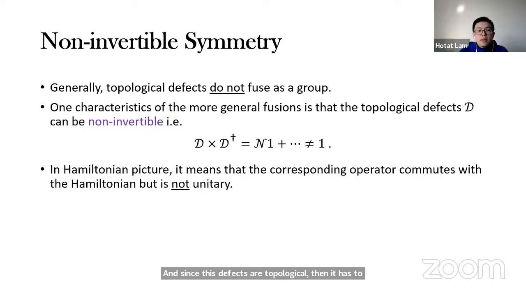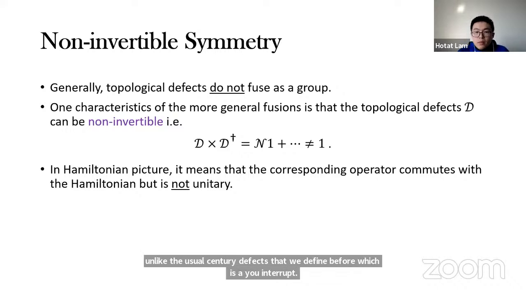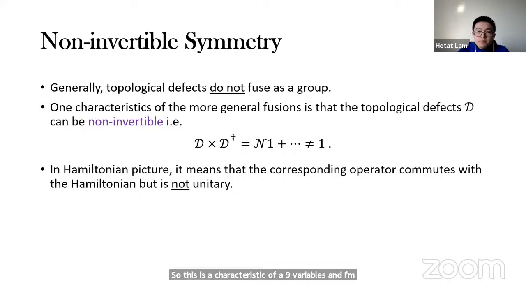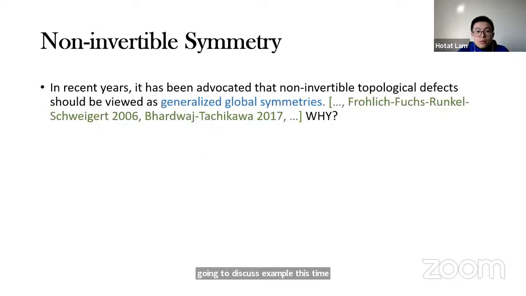But the property that these defects are non-invertible simply means that this defect is not a unitary operator, unlike the usual symmetry defects that we defined before, which are unitary operators. So this is a characteristic of a non-invertible symmetry, and I'm going to discuss an example of this type. Okay, so let me say some general words about non-invertible symmetry.